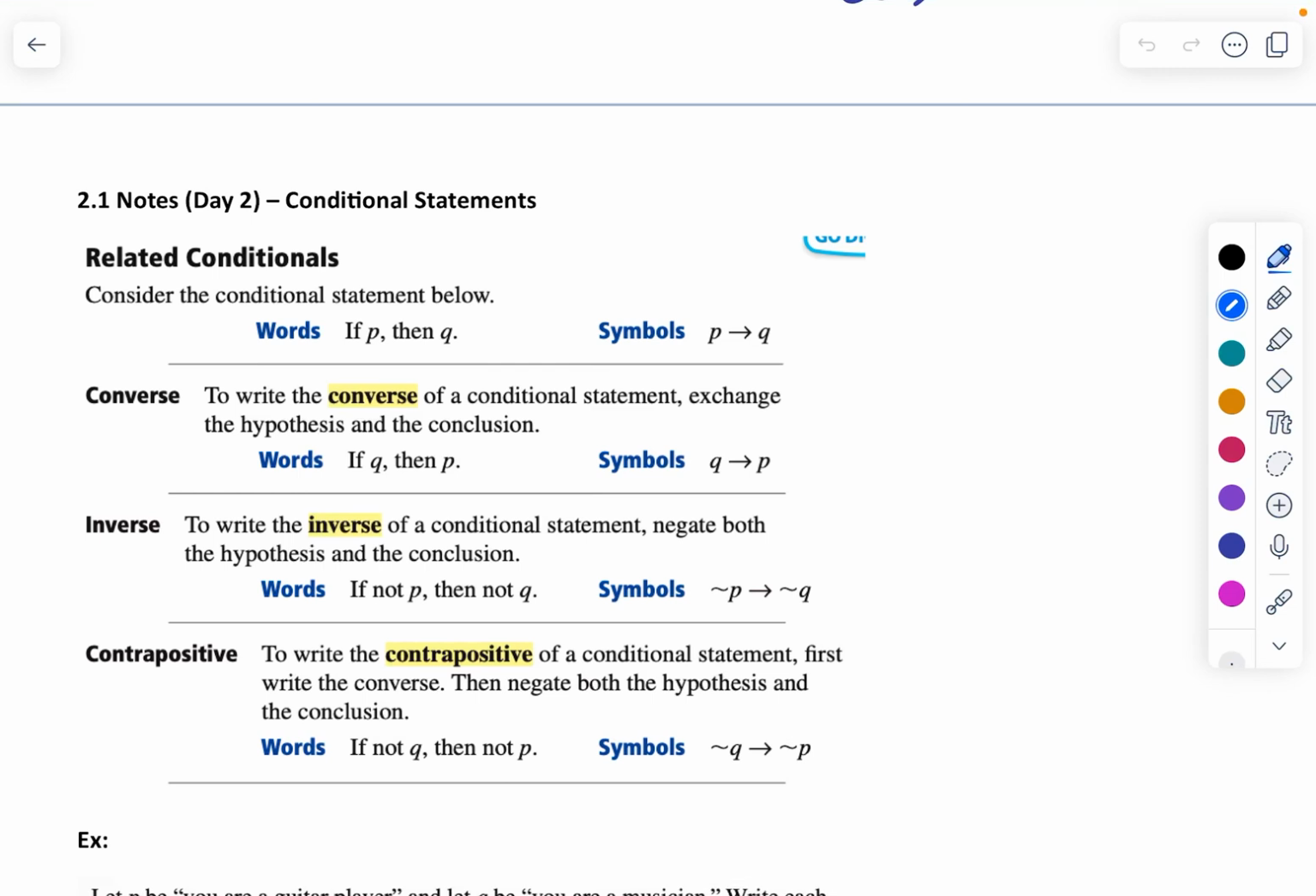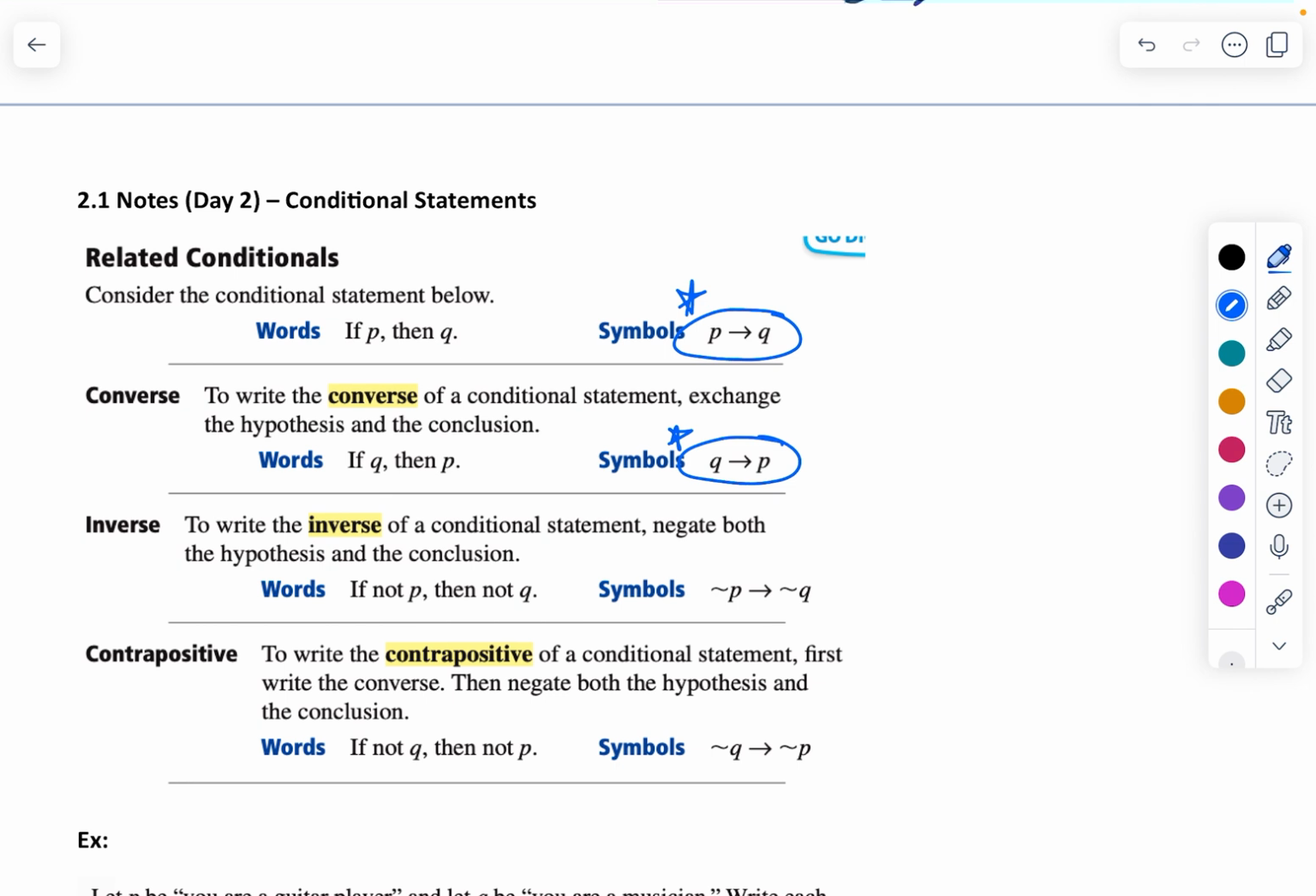Part 2 of section 2.1, and we are going to look at some other related conditional statements. As a reminder, a conditional statement is if P then Q. So it has the if and then. P is our hypothesis, Q is our conclusion. And we also talked yesterday about the converse. For the converse, we switch the hypothesis and conclusion, so it's like if Q, then P.